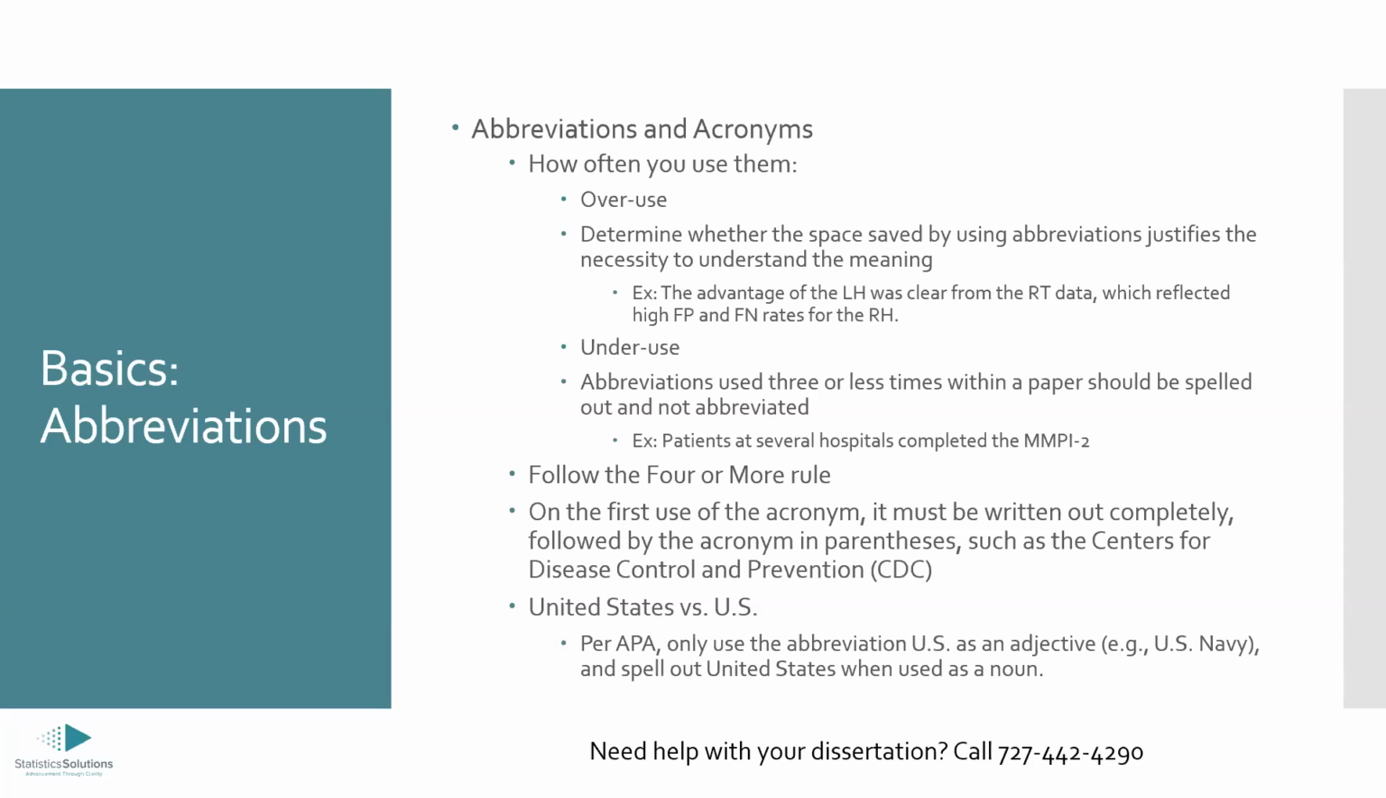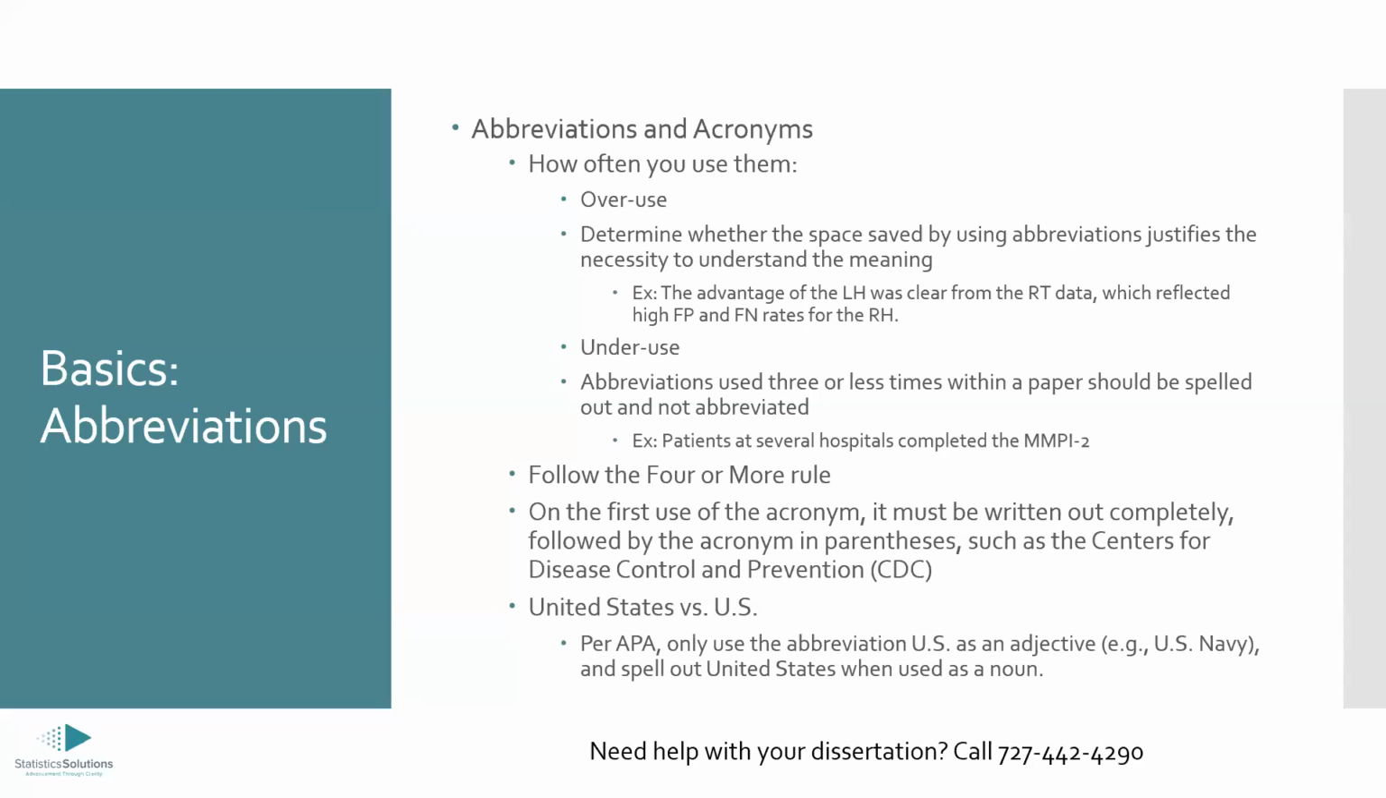And then from then on, after that first time, you're going to just use the acronym. So instead of saying Centers for Disease Control and Prevention every single time, you're just going to say CDC. And that's what's known as the 4 or more rule. Basically, anytime that you're going to say it more than 4 times, you should probably use an acronym.